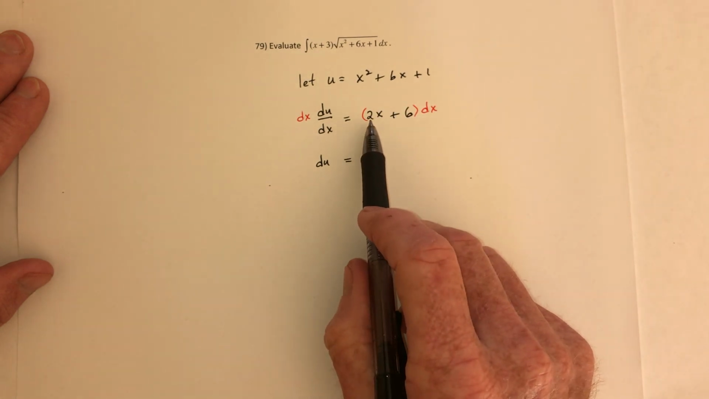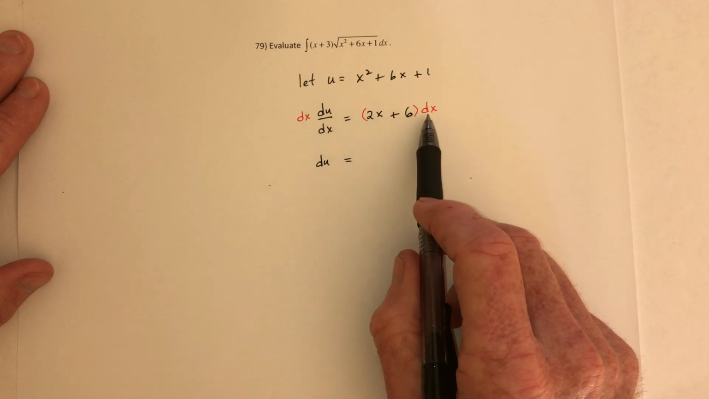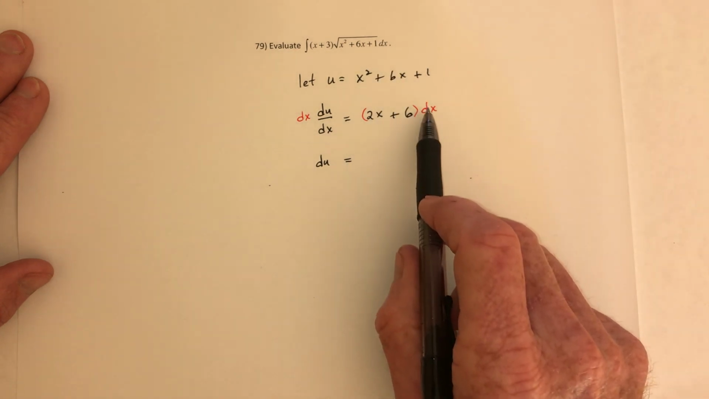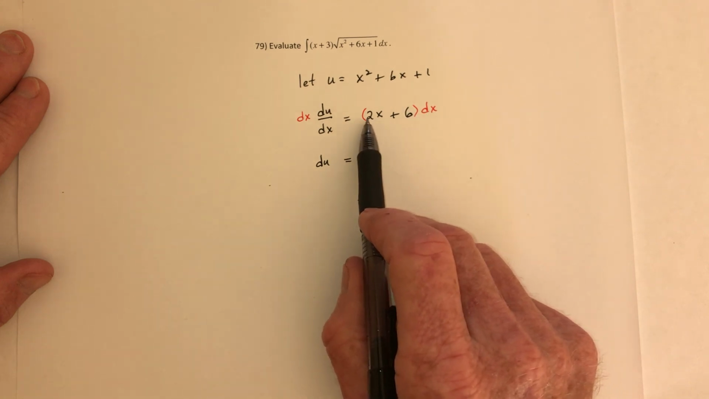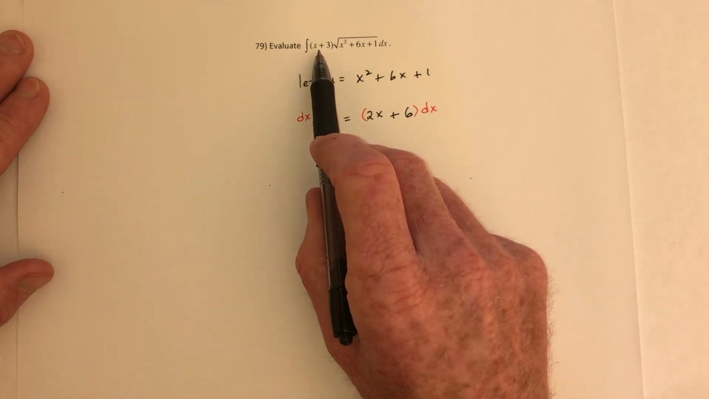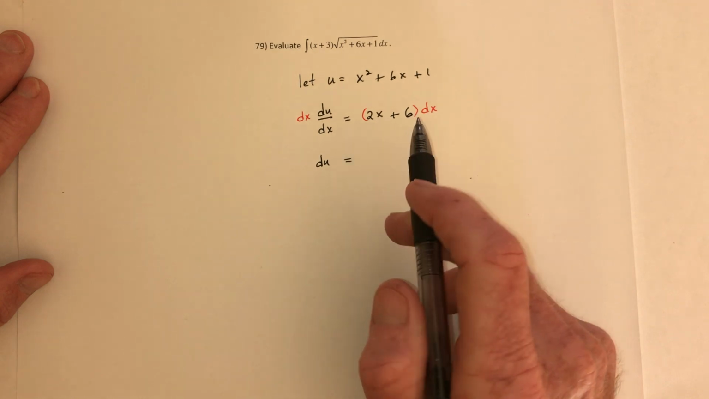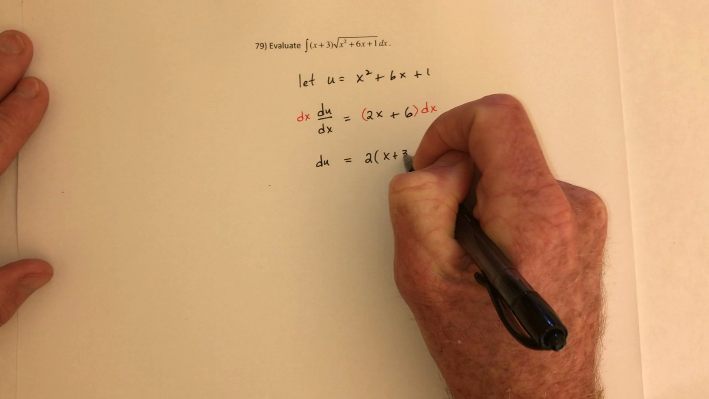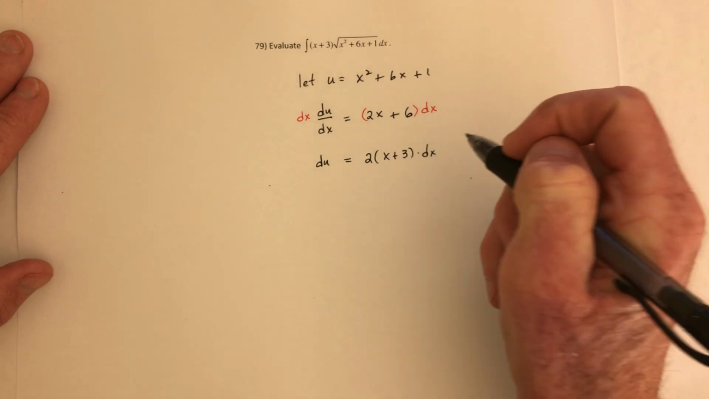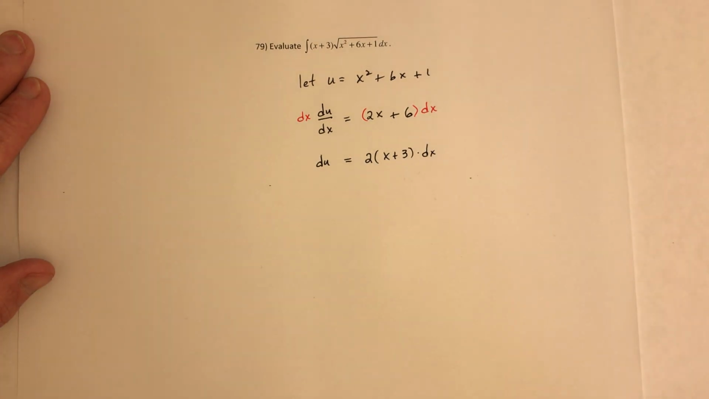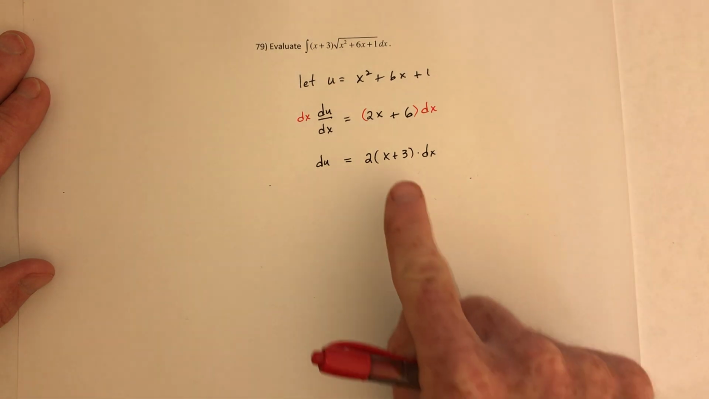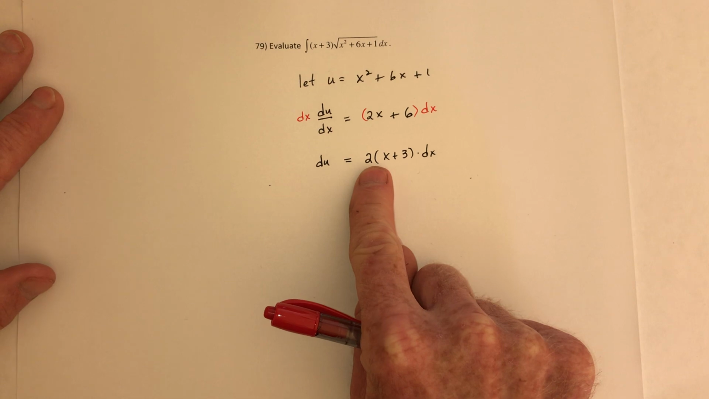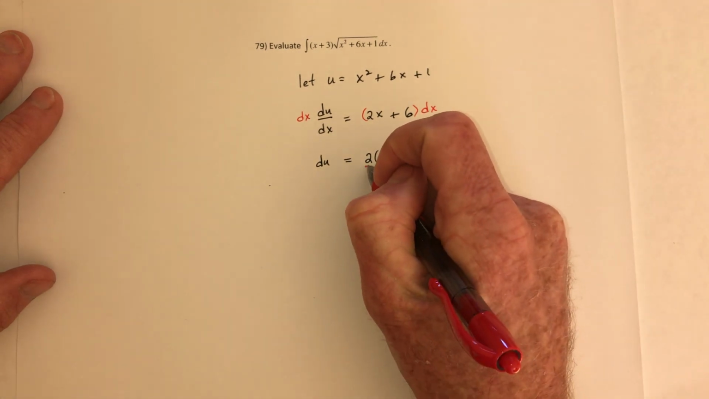And then with this, the idea is I want this to match what's in the problem. So the original problem does have a dx, so that's good. And then this should match that. And it doesn't quite match, but if I factor out a 2, it will leave x plus 3 times dx. Then all I need to do, to make that look like that, is divide by 2. So divide both sides by 2.